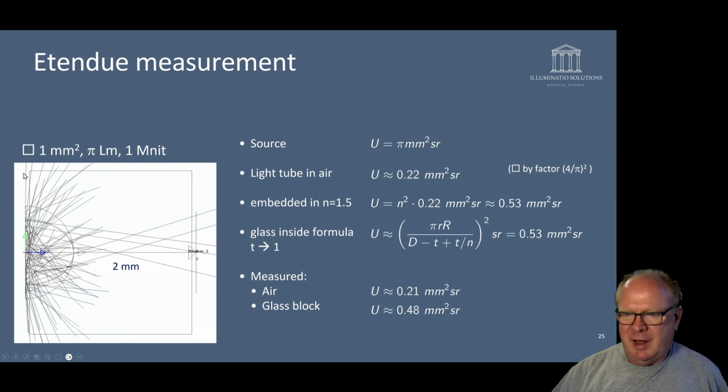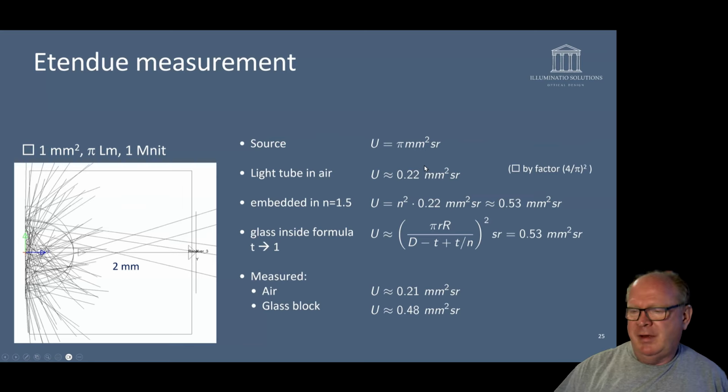So here I have an example. I have a 1 square millimeter LED on the left. I have a 1 square millimeter target on the right. I have 2 millimeters distance. And now I derive some étendue values. So for the source, of course, we have pi square millimeters steradian. If I have the 2 millimeter distance in air, the étendue is pretty small, 0.22 square millimeters steradian.